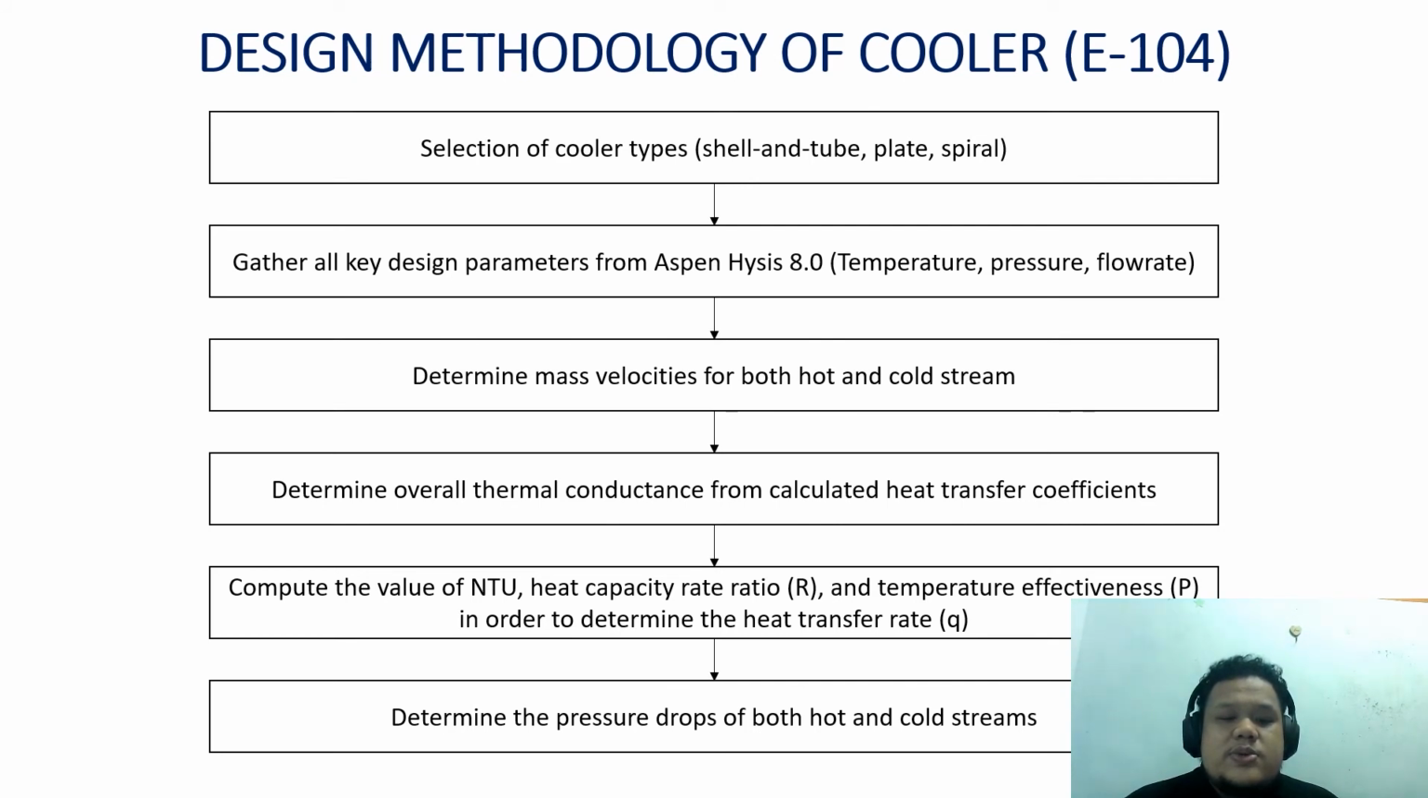The third step is to determine the mass velocities for both hot and cold streams. After that, the overall thermal conductance will be determined from the calculated heat transfer coefficients. After calculating the overall thermal conductance, we can compute the number of transfer units, NTU, heat capacity rate ratio, and temperature effectiveness, because later we need to determine the heat transfer rate, which is Q. And last but not least, the pressure drops will be determined on both streams.